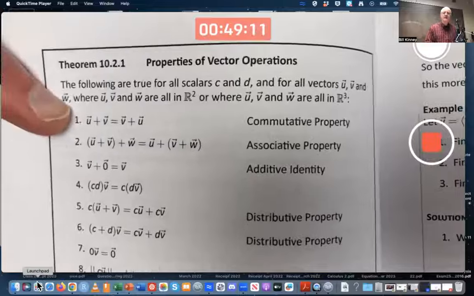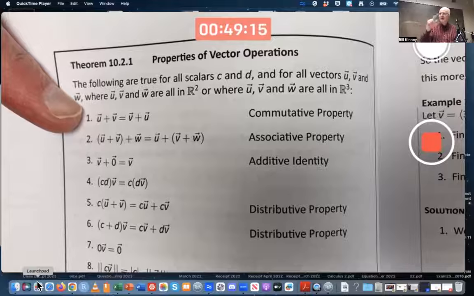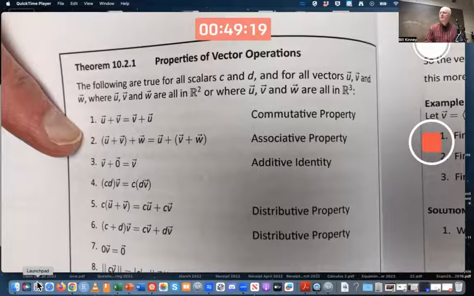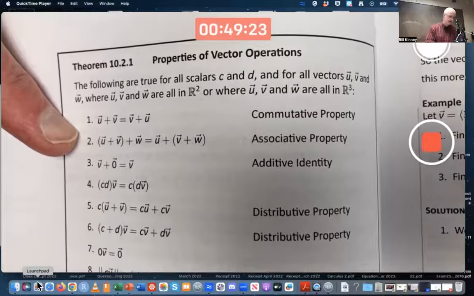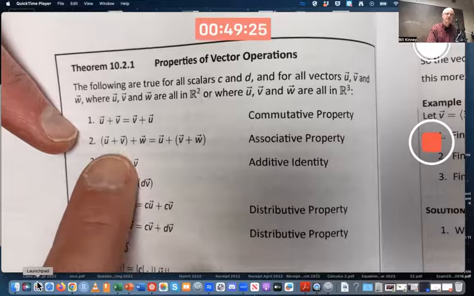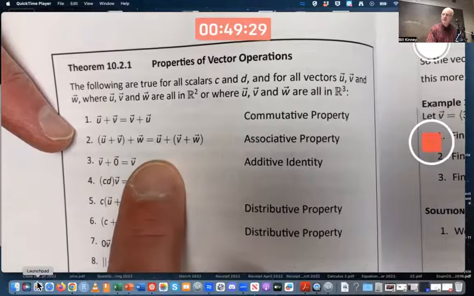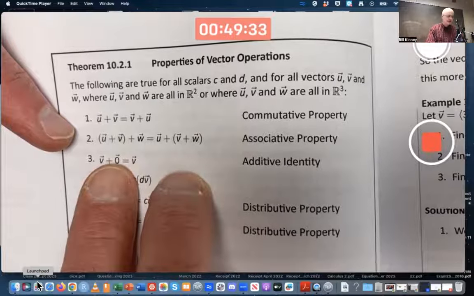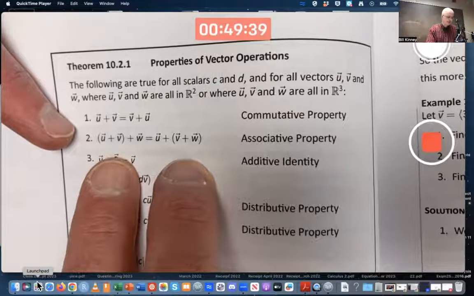First one, U plus V equals V plus U. That's called the commutative property. You can add them in either order. This one's the associative property. You can put the parentheses in either spot, which refers to order of operations. Here, this means do U plus V first before adding W. Here, this means add V plus W first before adding U, but it's the same thing in the end. That also means you don't need parentheses at all, actually, when you're doing vector addition, because it doesn't matter what order you add them in.